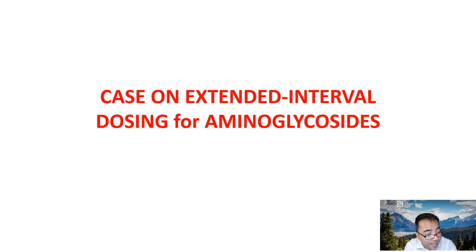So let's have here, class, a sample study that would require extended interval dosing for aminoglycoside. There is no Excel sheet here, because you can see you just multiply by the actual body weight. Not unless the actual body weight is 30% higher than the ideal body weight, then we use adjusted body weight.